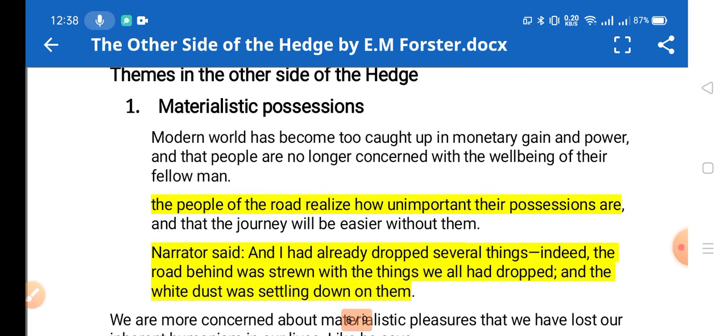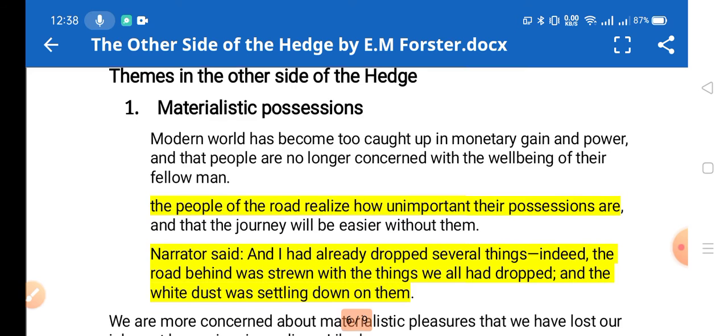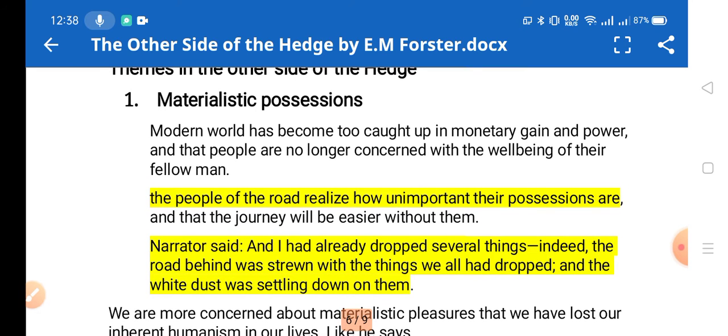The first theme is materialistic possessions. As you know, Forster was a modernist. So he portrayed the modern world, colonialism, and how materialistic colonial British society is. He described it, and the people of the road, as we see, realize how unimportant their possessions are, and the journey will be easier without them.